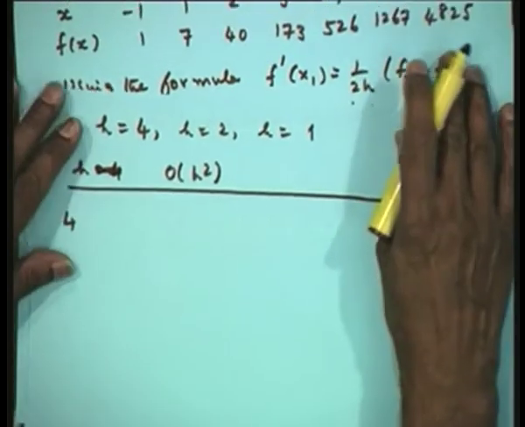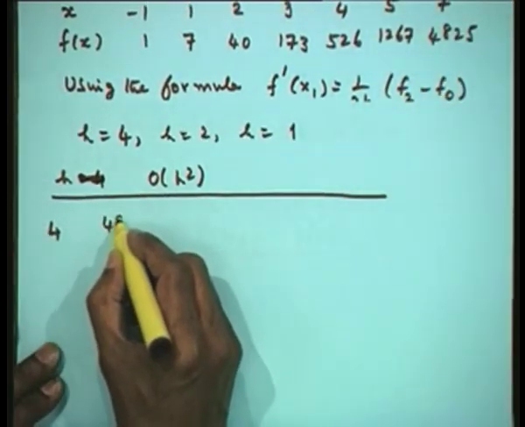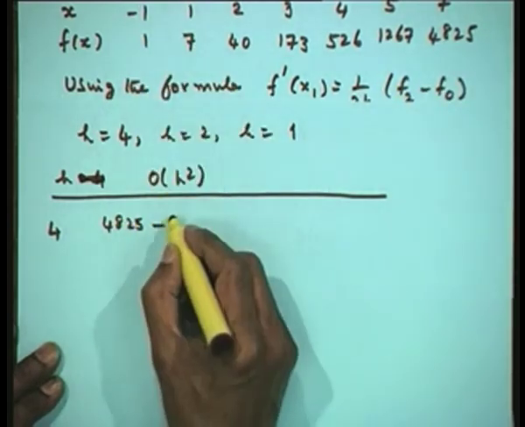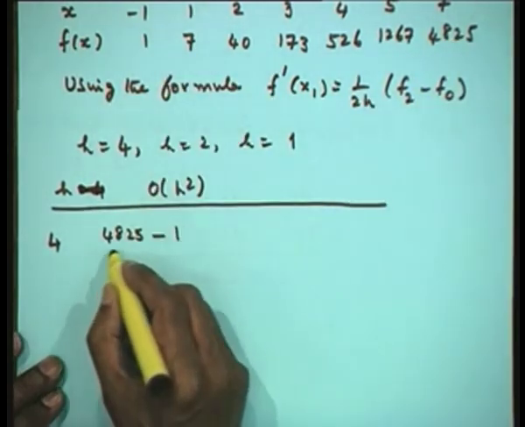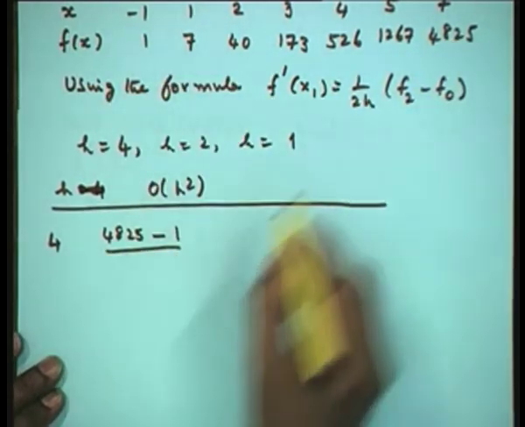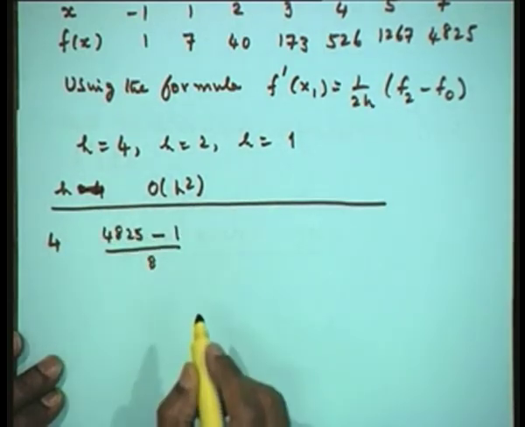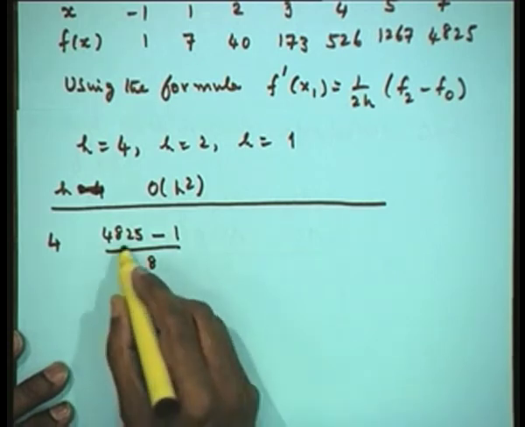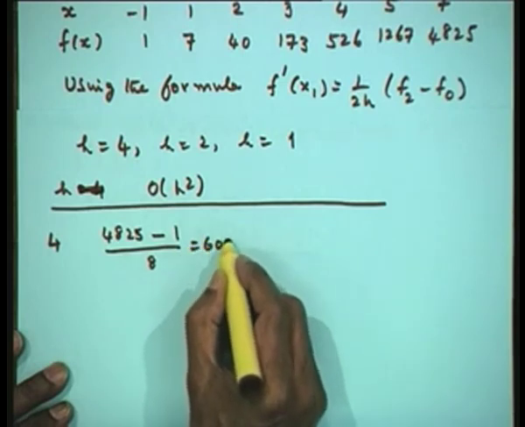f of 2 is equal to 4825 minus 1, this is f of x 2 minus f at x 0, divided by 2 times h, h is equal to 4, that is equal to by 8. Therefore, 603.